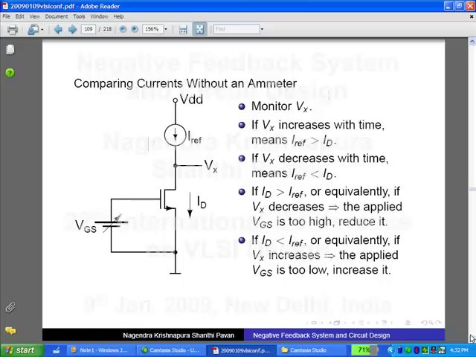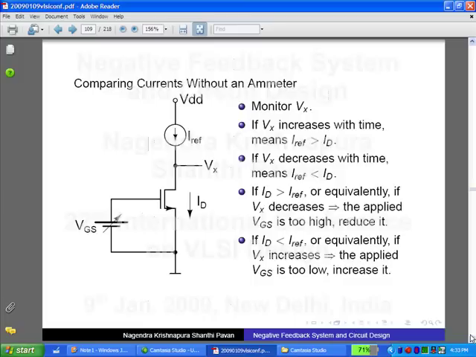Yes, more people. Iref is greater than ID. Why? If you think about this node, the node potential is going up because more charge is being dumped into this node than is being sucked out of this node. Correct? So, if this potential is going up, it means that Iref is greater than ID. Correct? Please note that we are interested in figuring out which of them is greater. Correct? And we can do that very simply by just monitoring the potential at Vx.